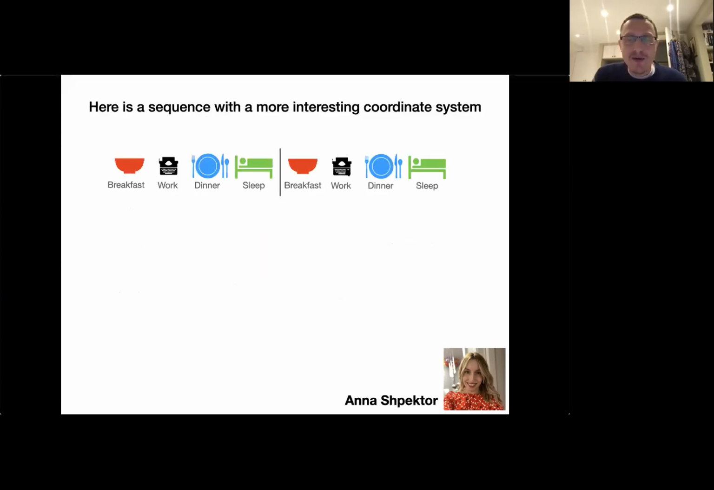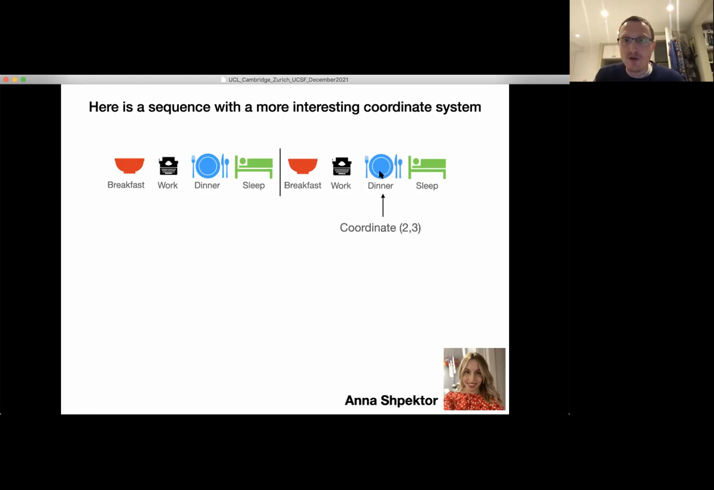So that was a boring coordinate system. It was a coordinate system, but quite a boring one: just 1, 2, 3, 4. Here's a more interesting coordinate system, I think. It goes breakfast, work, dinner, sleep, breakfast, work, dinner, sleep. It's like the pattern of your life, or at least my life. To realize why this is a coordinate system, although it seems like a sequence: this dinner that you had on this Tuesday or whatever is at coordinate 2, 3, because it's on the second day and it's the third thing that happened on the second day.